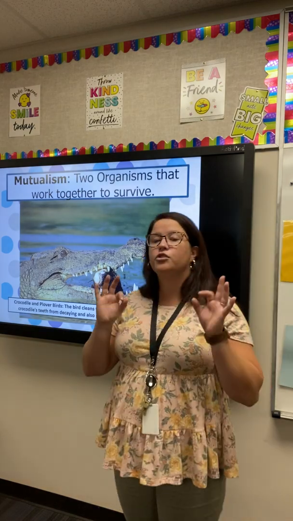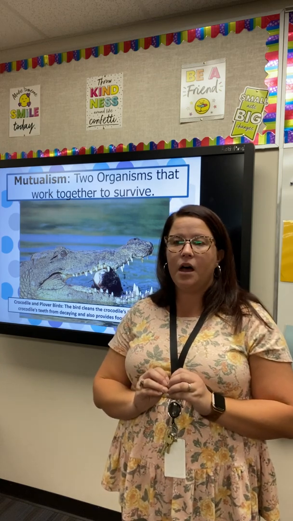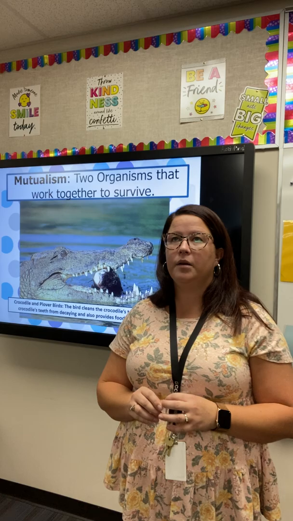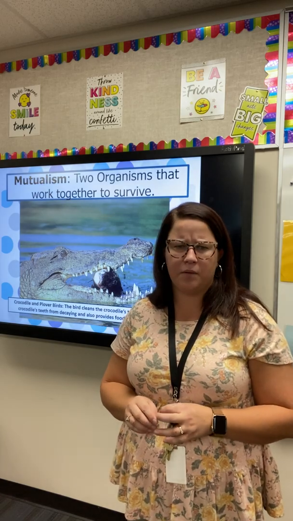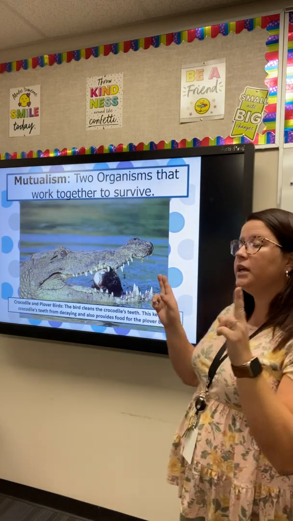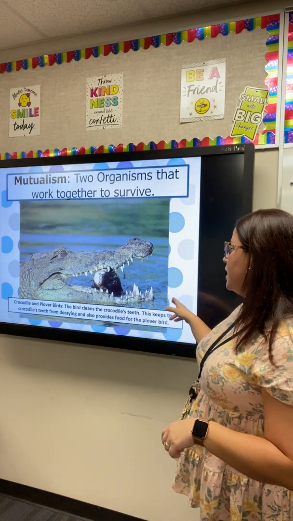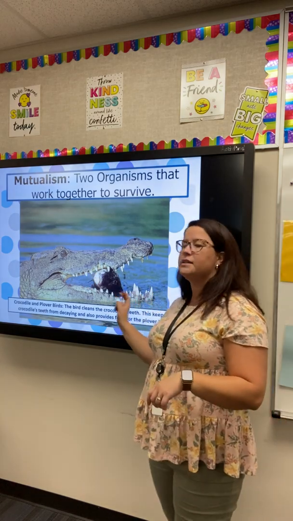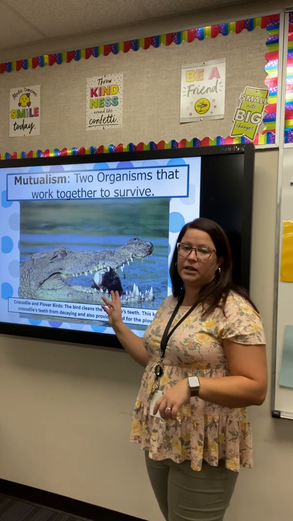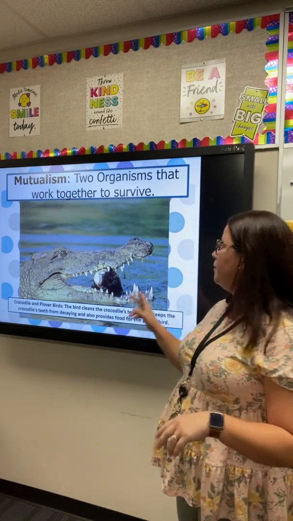Okay, then there's 3 relationships in the environment, in nature. That's a better way of saying it. There's 3 relationships in nature. Mutualism is where 2 organisms work together to survive. So in this one, the bird cleans the crocodile's teeth. The crocodile gets a dentist trip, and the bird gets food. So both organisms are benefiting from their relationship.